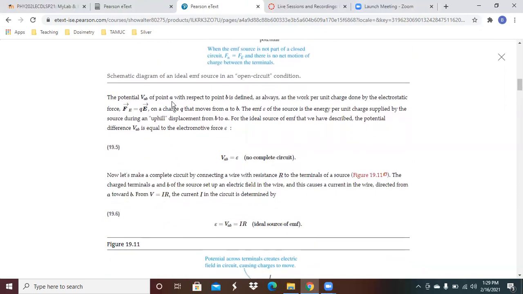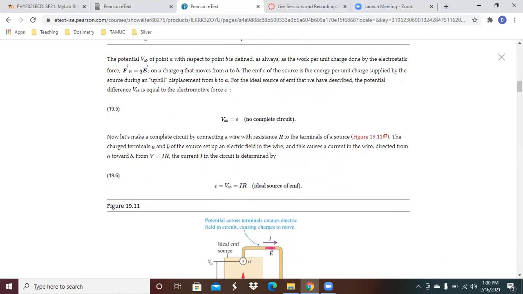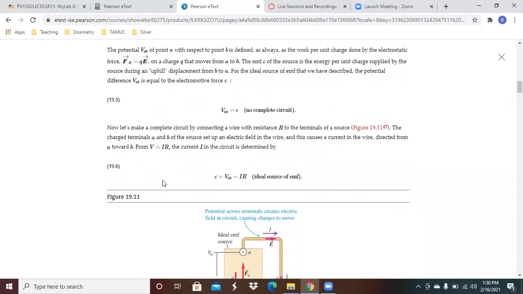So the potential of point A with respect to B is defined as the work per unit charge done by the electrostatic force on a charge Q that moves from A to B. The EMF of the source is the energy per unit charge supplied by the source during an uphill displacement from B to A. For the ideal source of EMF that we have described, the potential difference is going to be equal to the electromotive force. That's when there's no complete circuit.